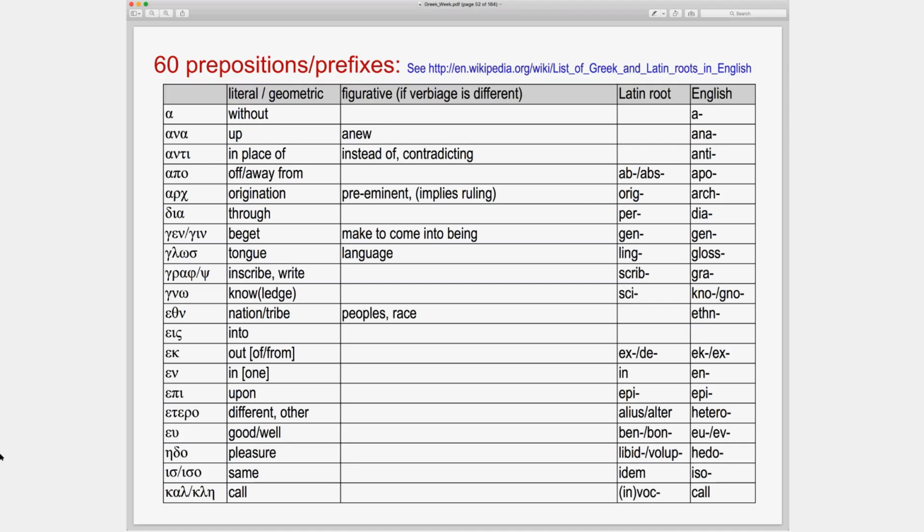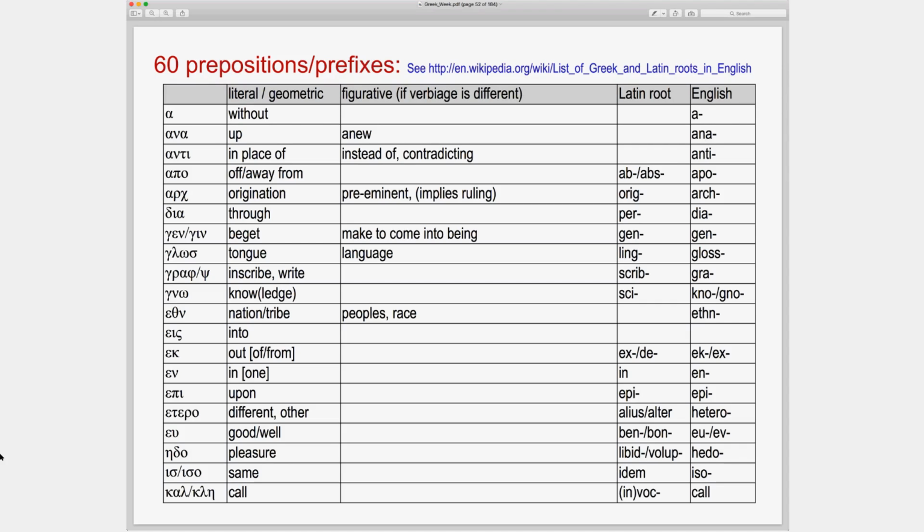I've got about 5,000 or so roots to document here, which I'm not going to do. But the prepositions, I selected 60 that I thought were the most used, cover most of the Bible text. And you see the preposition and what it literally means, what it may figuratively mean. And then if there's a Latin root here, then I showed the Latin.